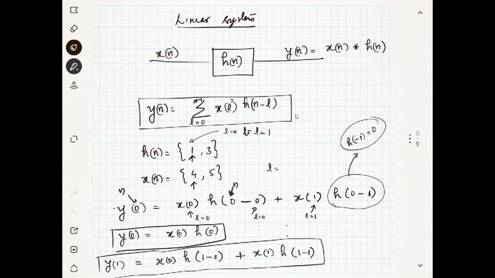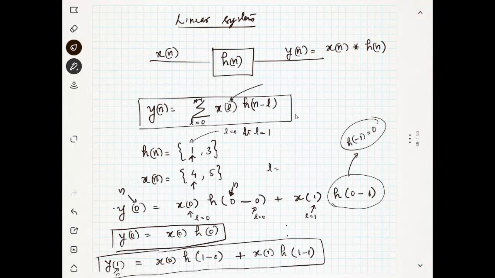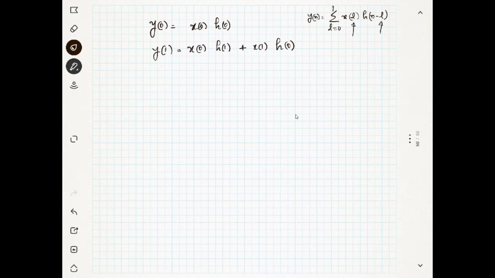Yeah, our variable which is changing is L, not N. And this is N. Is it clear? You see here my y of n has a formula: x of L into h of n minus L, and it is changing over L. L varies from 0 to 1. So first you will put L equal to 0, then here also L equal to 0. And if you want to find y of 0, you will put n equal to 0. If you want to find y of 1, you have to put n equal to 1.